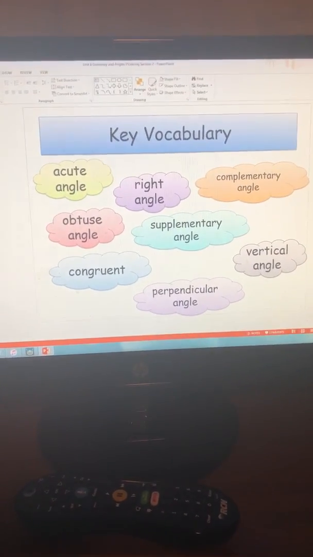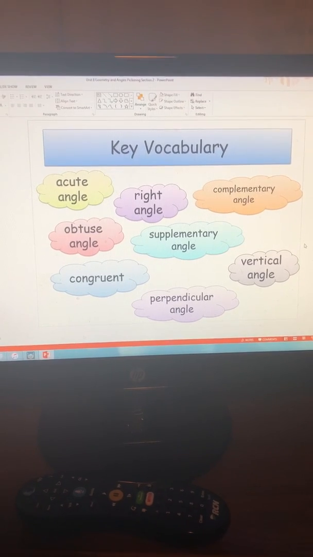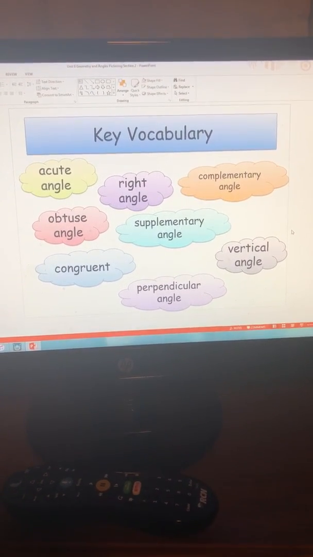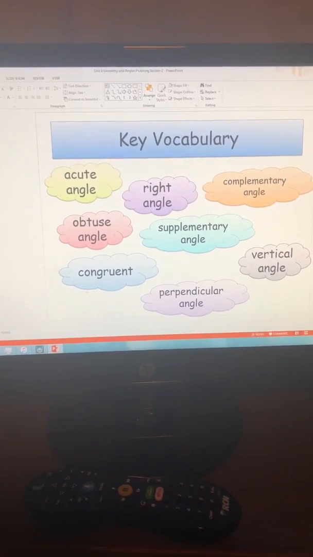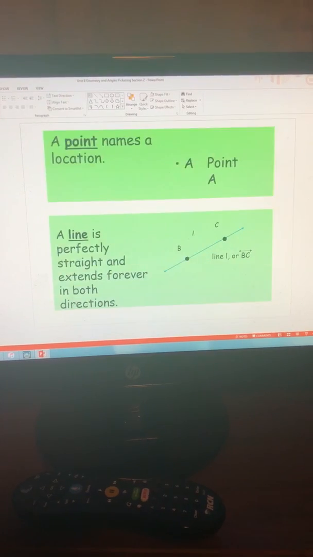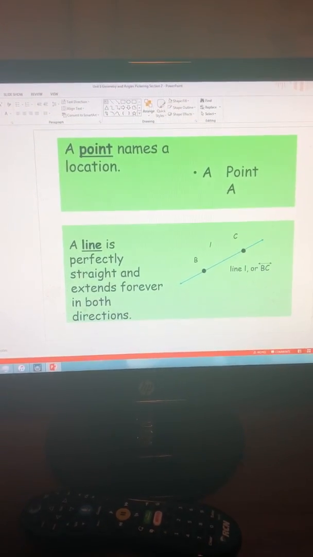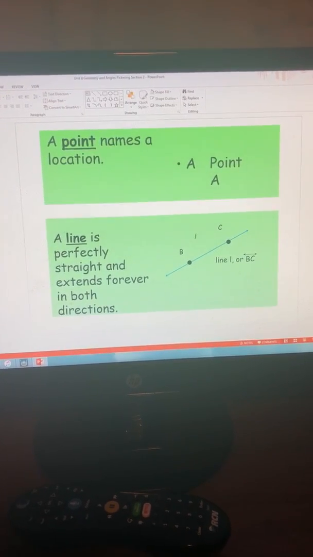This is just some basic vocab that you're going to need to know for chapter 10. These are the words, these are the key words. Even before we get into parallel lines, this is what I want you to take a look at. And then if we go to the next slide, this tells you what a point and a line are. I'm just going to quickly go through these. These are things that you need to know.